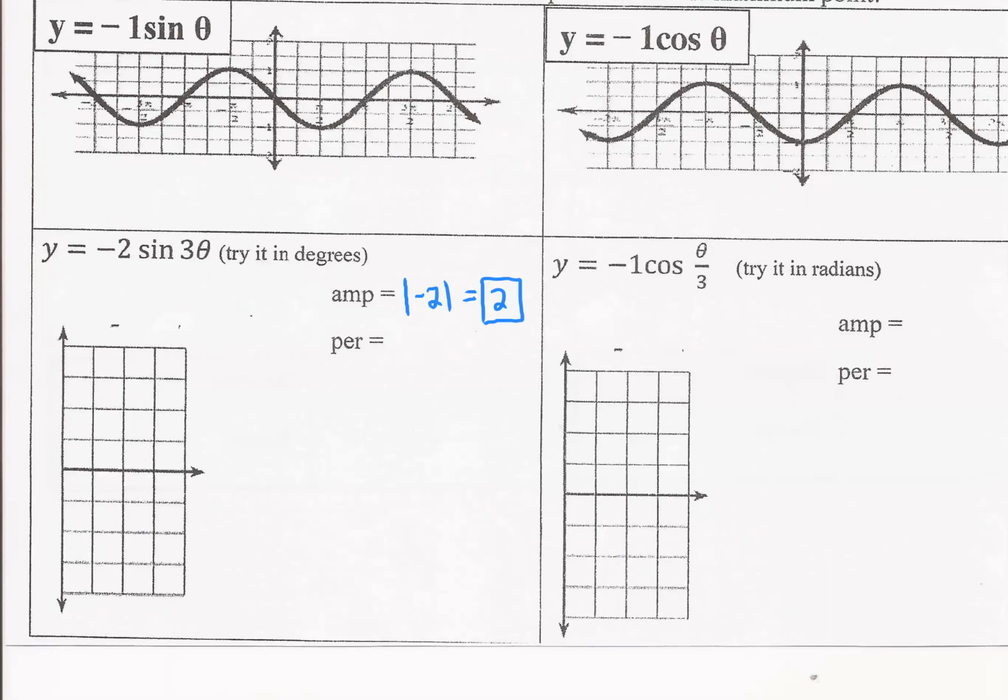So this one is in degrees. So for the period, I'm going to use the formula 360 over b. So it's 360 over 3, which is 120 degrees.